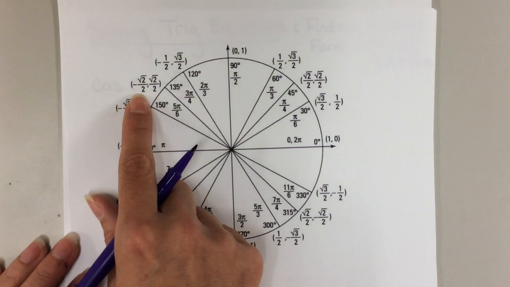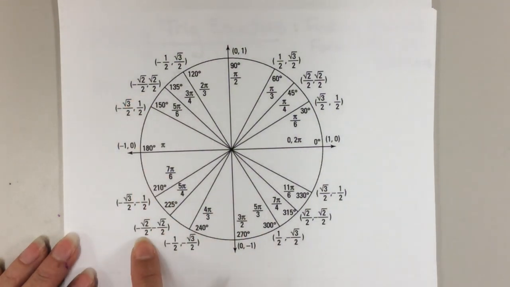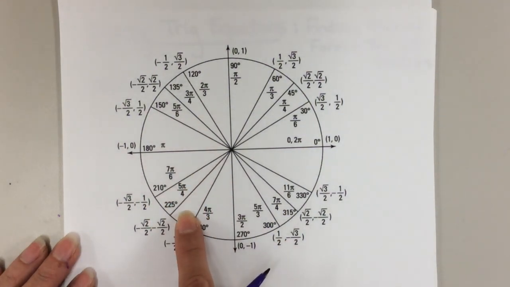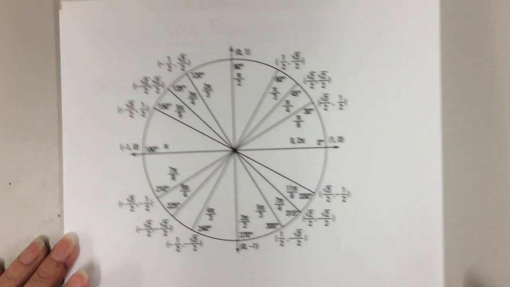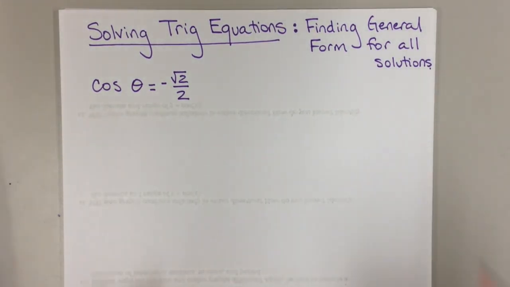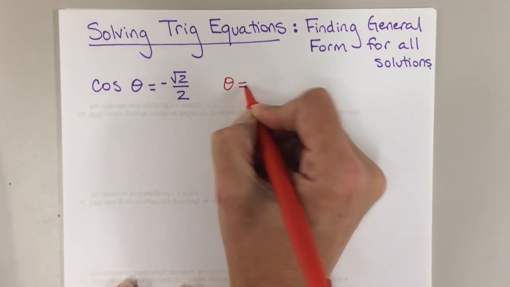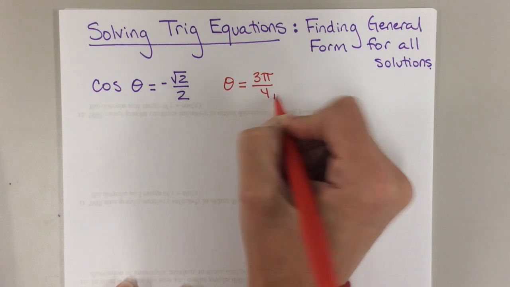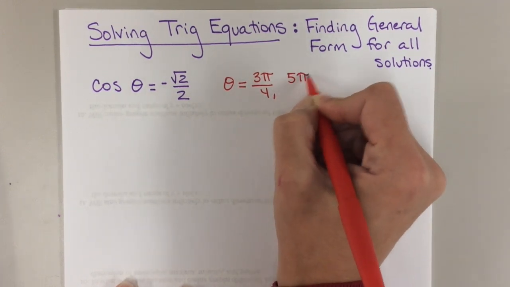So here's negative square root of 2 over 2, and here's negative square root of 2 over 2. Both in the x-coordinates, so both of those are cosine. What angles give us that? 3 pi over 4 and 5 pi over 4. So when you do general form, you're always going to start off with your original solutions. So theta can equal 3 pi over 4 and 5 pi over 4.